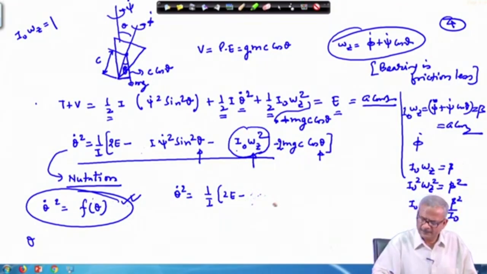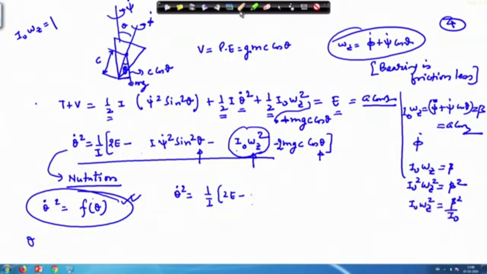Okay, I am following a particular notation, you can use the other notation also, there is no problem. B square divided by beta square divided by I 0, this term we are going to take outside the bracket, minus 2 m g c cos theta. And here then I cancels out, psi dot square sin square theta.